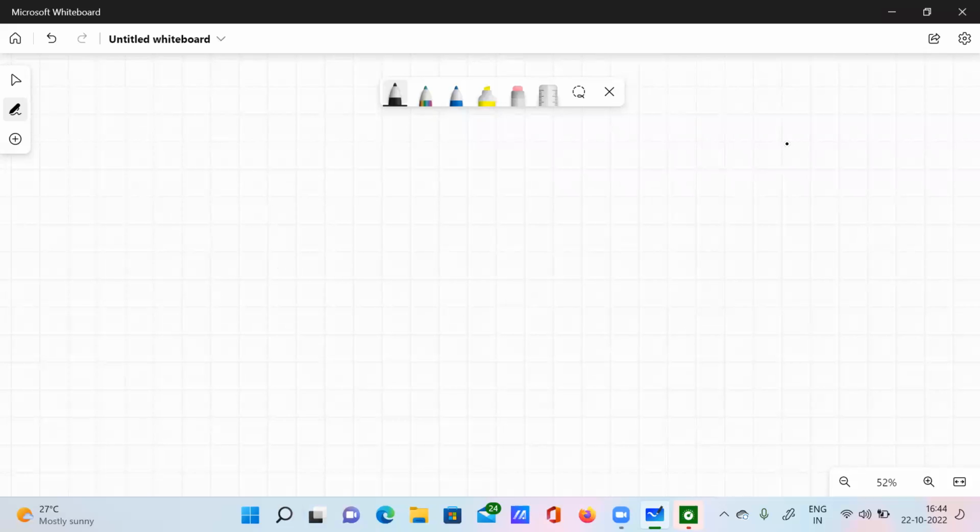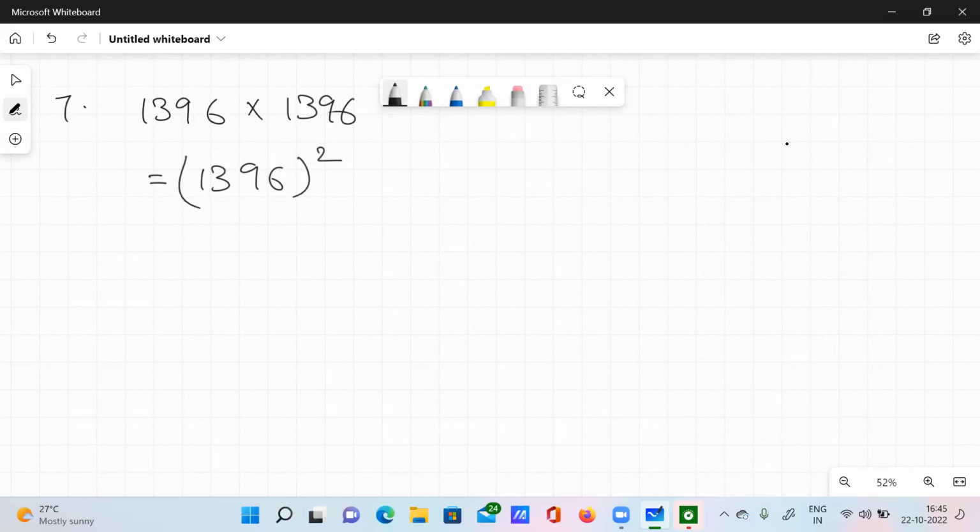So now the similar kind of problem, that is 1396 into 1396. So how to deal with this number? That's very simple. Here, this is a square. You can also say it is 1400 minus 4. You can also write like this. So this together forms the (a minus b) whole square formula.